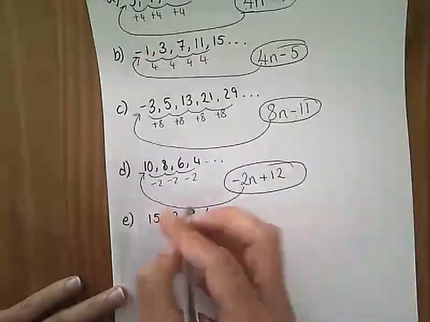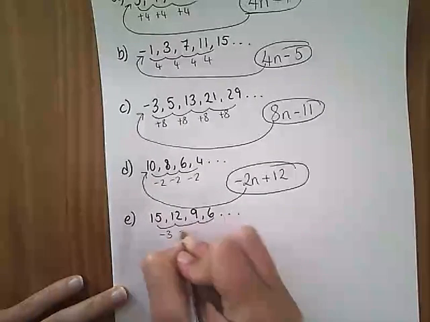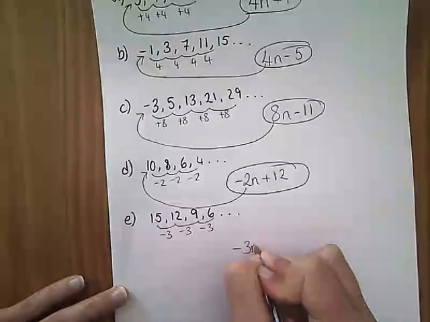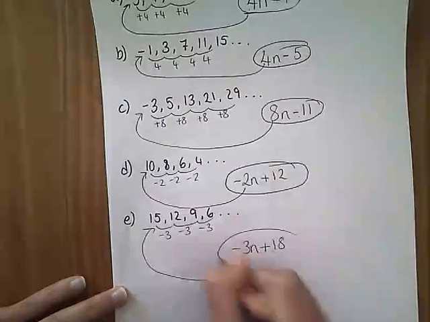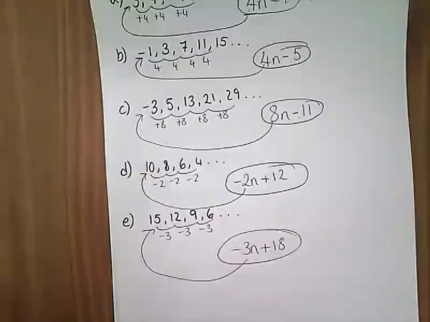Okay, and similarly here, we're taking away 3 every time. So minus 3n, how do I get from minus 3 to 15? I add 18. Minus 3n plus 18.